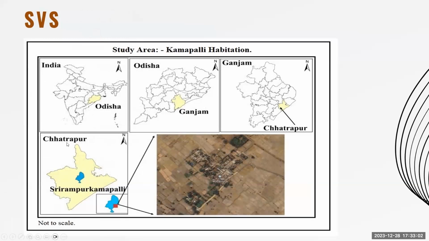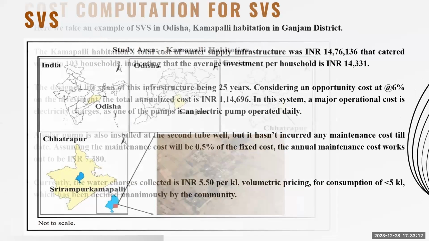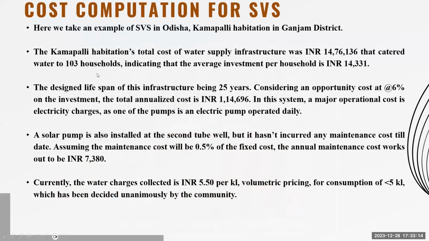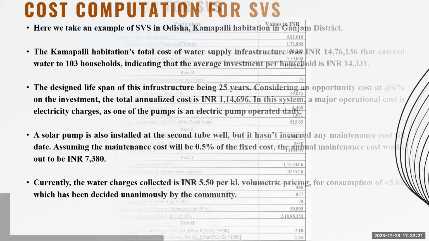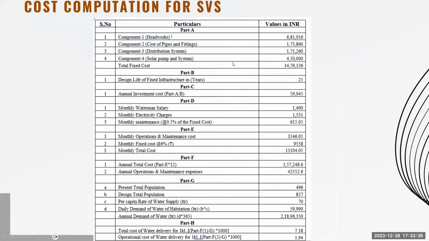This is Chhatrapur village. You can see this Google map of Chhatrapur village, and there is a habitation called Kamapalli, and we can actually look at the costs. So the fixed cost here, different items of cost, and the total fixed cost is about 14,76,136.